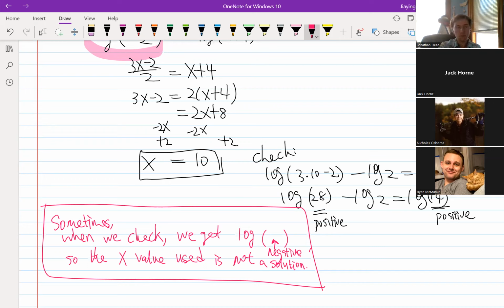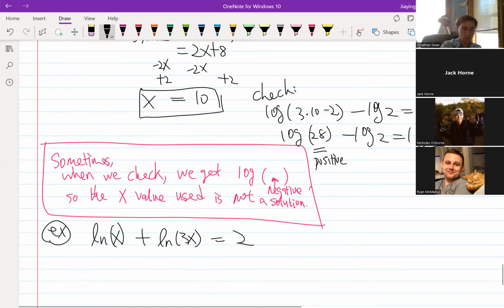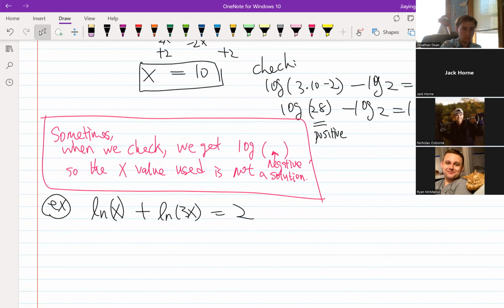All right, let me go over one more example before we take a break. The next example I have is natural log of x plus natural log of 3x is equal to 2. So here again, we have two logs on the left side, and a number on the right side. What we do is we're going to combine the two logs. So we get natural log of x times 3x, so that's 3x squared, is equal to 2.